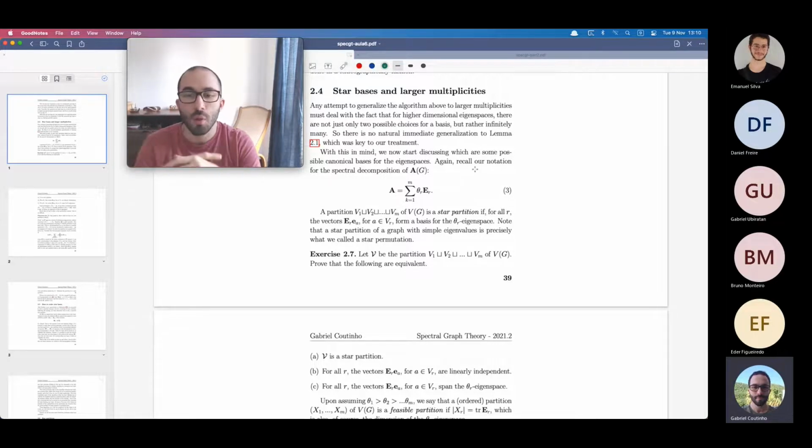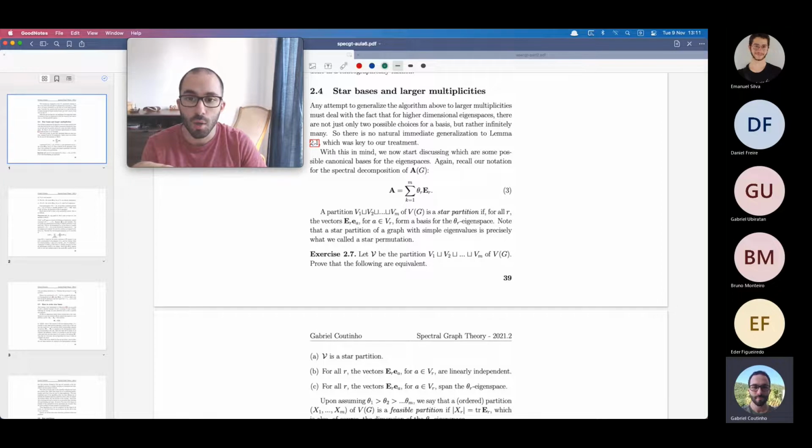Now, if you have an eigenspace with multiplicity larger than 1, there are infinitely many possible bases for that eigenspace, right? Because now you can pick an eigenvector and it's orthogonal within the eigenspace, but you can take another linear combination of those and they're orthogonal and you have a different basis. There are infinitely many bases for any subspace, right? Even if you enforce that your basis is normalized, there are infinitely many bases for a subspace with dimension larger than 1, right? So there is no natural immediate generalization of Lemma 2.1.